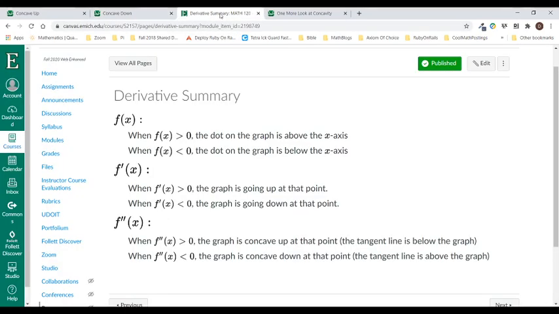Now here's a little summary page saying exactly what we said. Remember that the function value is always about height. When f of x is bigger than 0, the graph is high. When f of x is less than 0, the graph is low. F prime of x, the derivative, is always about going up or going down. So when the derivative is positive, the graph is going up. When the derivative is negative, the graph is going down. The second derivative is about concavity. So when the second derivative is positive, the graph is concave up. When the second derivative is negative, the graph is concave down.